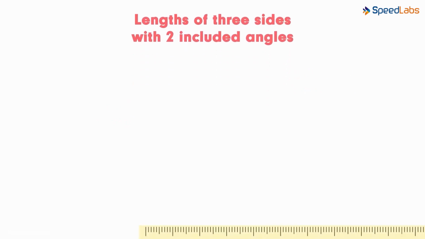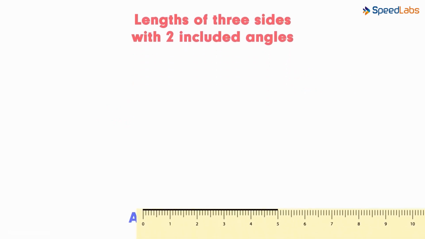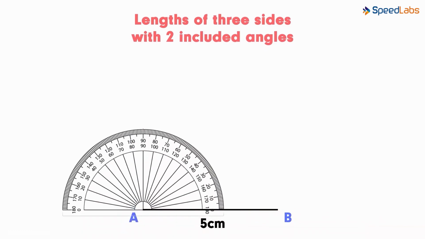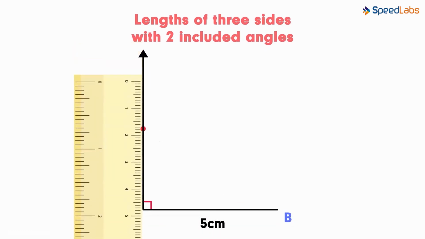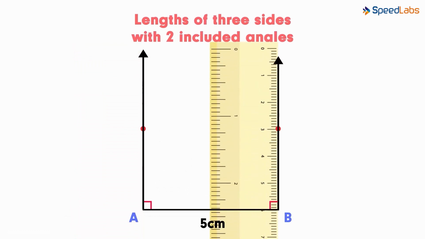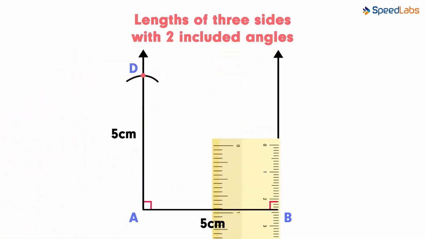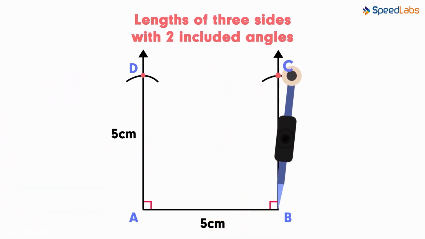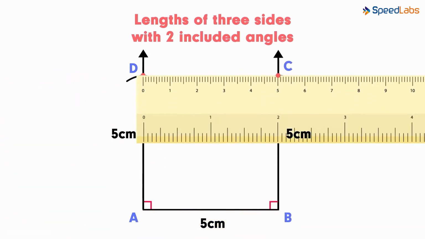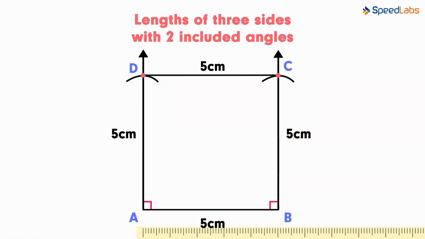We draw a base AB of length 5 centimeters. Then we draw 2 rays such that these angles measure 90 degrees. And what can we do next? Yes, we draw side AD of length 5 centimeters like this, and then side BC of length 5 centimeters like this. This gives us a quadrilateral ABCD, which is a square. So knowing the properties of a square really helped us here.